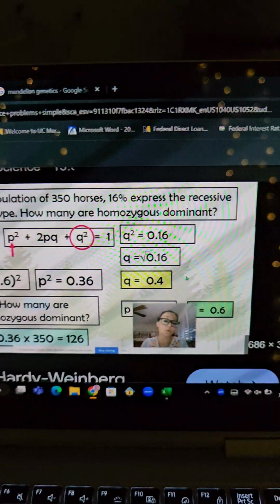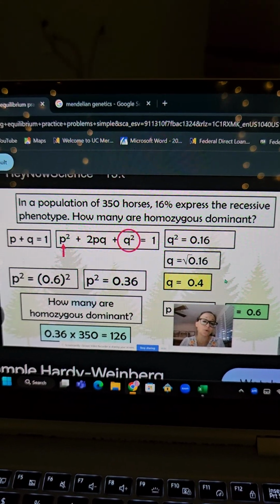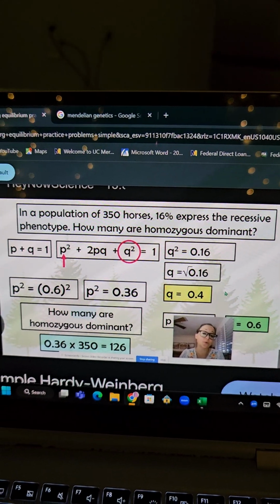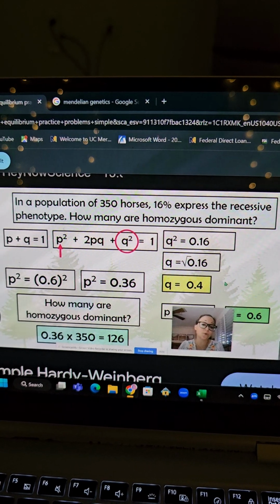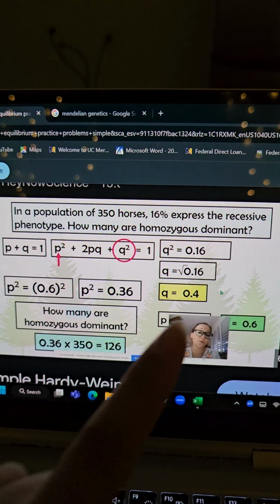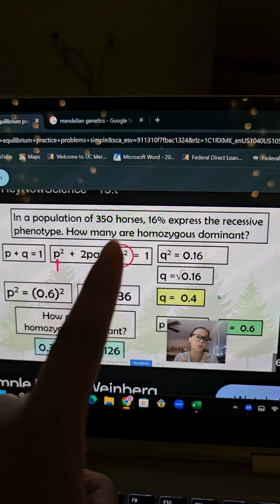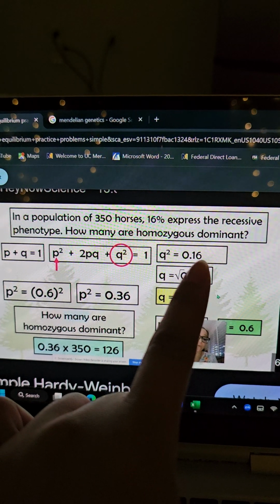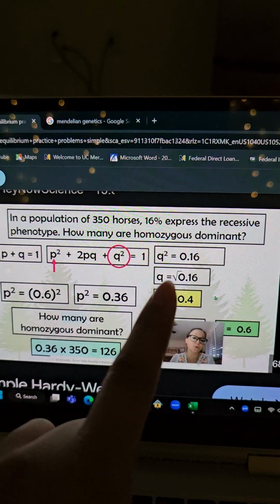So an example that we could use in this Mendelian genetics Hardy-Weinberg equation is, we can of course change the horses to something else, but say you have a population of 350 horses, 16%, which in numeric terms is 0.16, express the recessive phenotype. In this equation, we're asking how many are homozygous dominant.